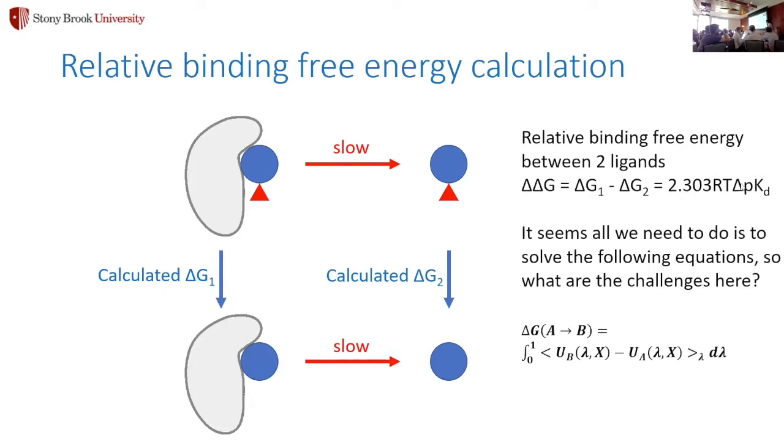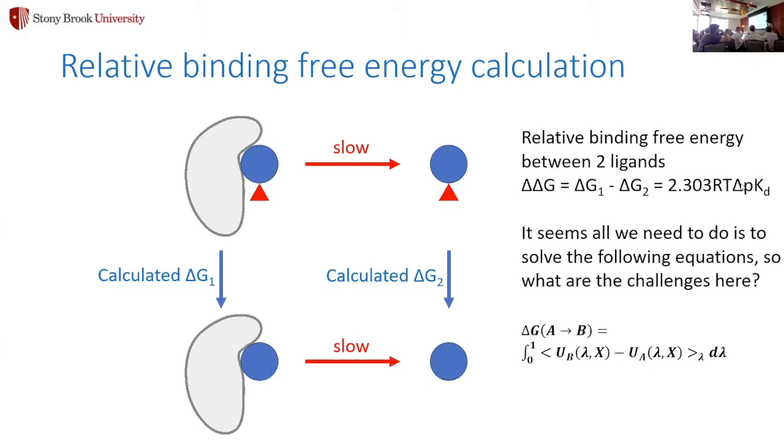So what people do is they calculate the free energy change from one ligand to another in the complex state and in the free state. And then the difference between these two blue arrows equals the difference between these two red arrows. That's how we translate the calculated delta G to the pKd here. So it seems all we need to do is to just get this simple equation estimated, right? So what are the challenges here?